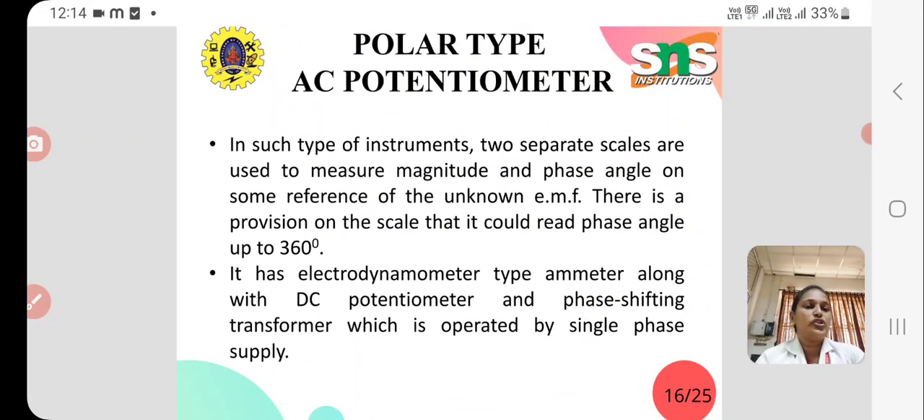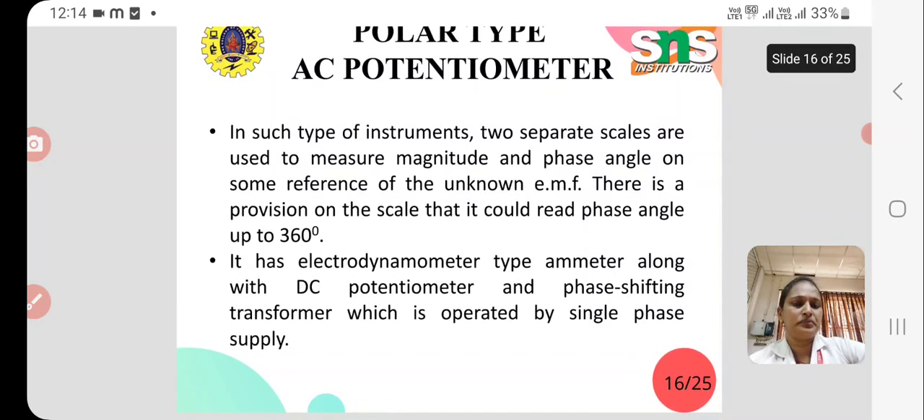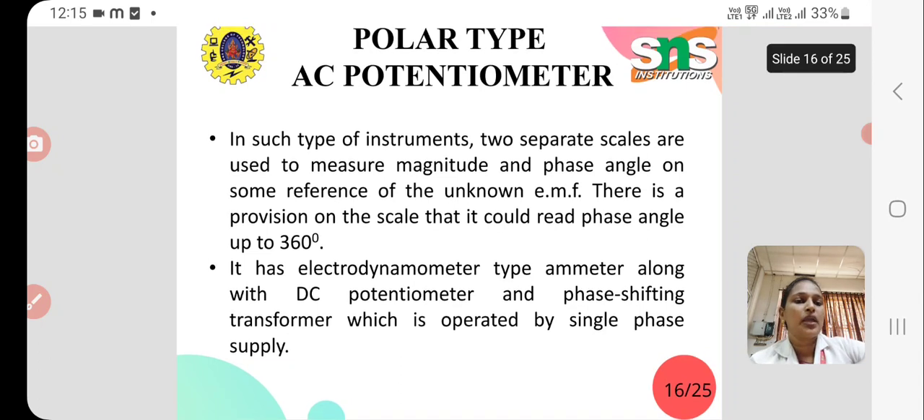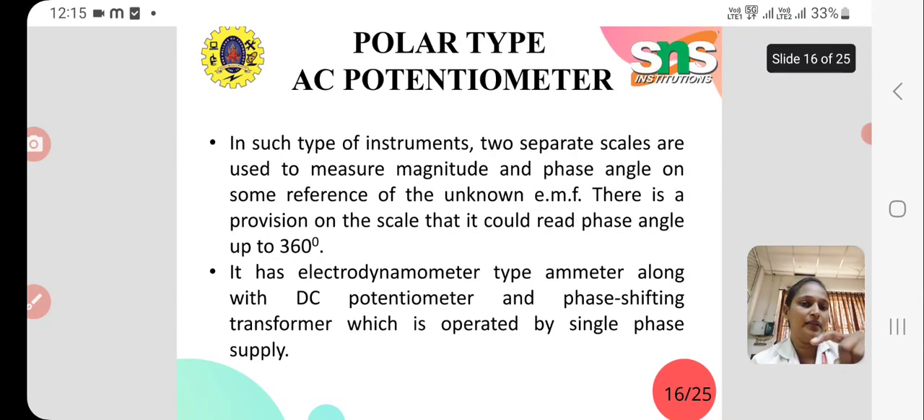In polar type instruments, two separate scales are used for measuring the magnitude and phase angle. One scale will measure the magnitude and the other scale will measure the phase angle. It compares with the reference EMF. There is a provision on the scale so that it can read phase angle up to 360 degrees. We have seen a dial above the rotor, and it has a 360 degree scale, so how much the rotor moves can be easily identified from the scale.